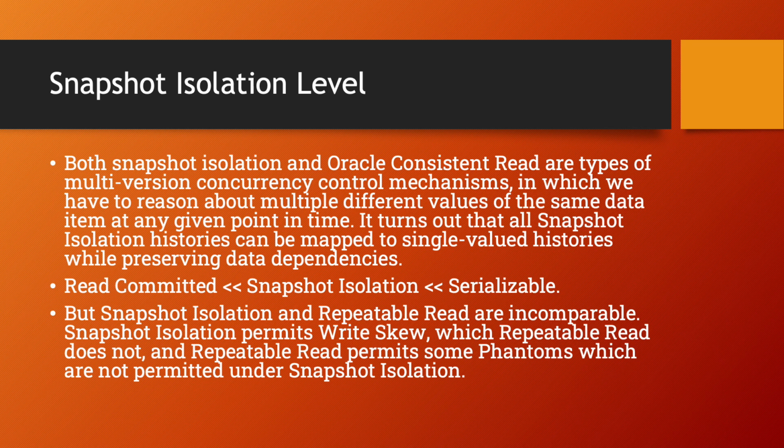Both snapshot isolation and Oracle consistent reads are types of multi-version concurrency control mechanisms in which we have to reason about multiple different values of the same data item at any given point in time. It turns out that all isolation level histories can be mapped to a single valued history while preserving data dependencies. So we have read committed, then the greater isolation level is snapshot isolation, and then greater than that is serializable. But snapshot isolation and repeatable read are incomparable. Snapshot isolation permits write skew, which repeatable read does not, and repeatable read permits some phantoms, which are not permitted under snapshot isolation. Pretty cool.